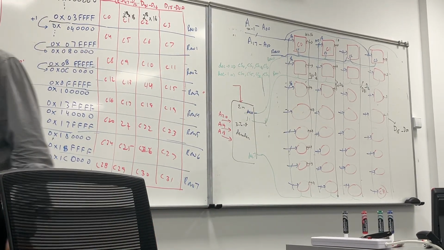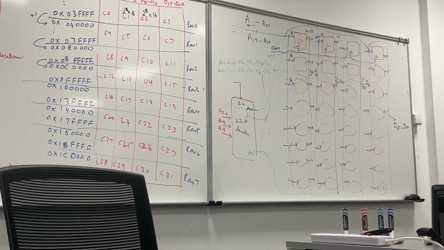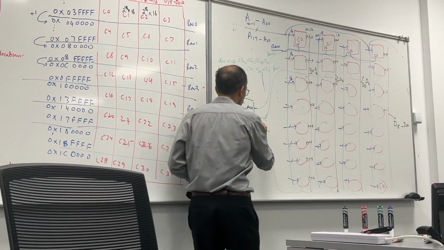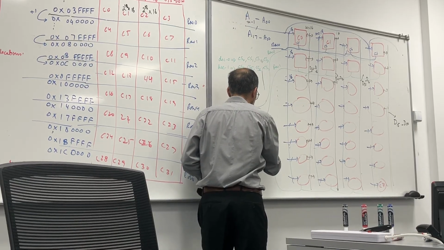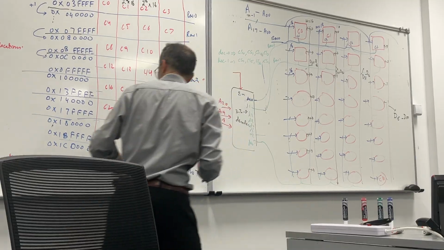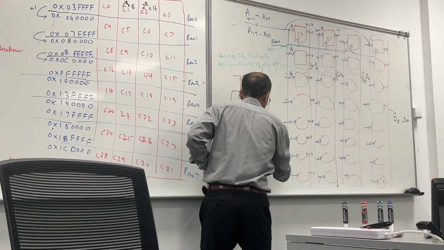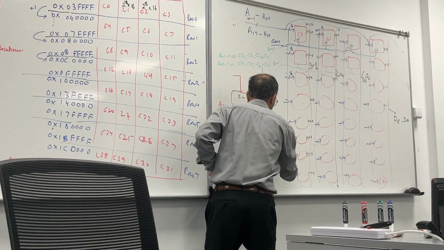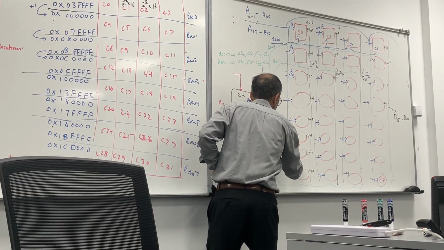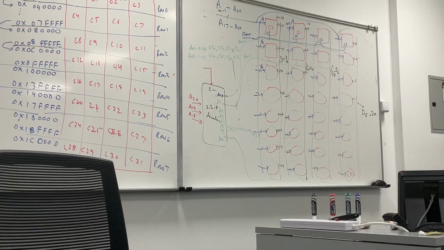And similarly, we haven't connected this, so we have D2, then D3, then D4, D5, D6. D6 should be connected to what? Chip select 24, chip select 25, chip select 26, and chip select 27, and so on. So you can fill in all the stuff. I'm not going to do that, but you can do it.